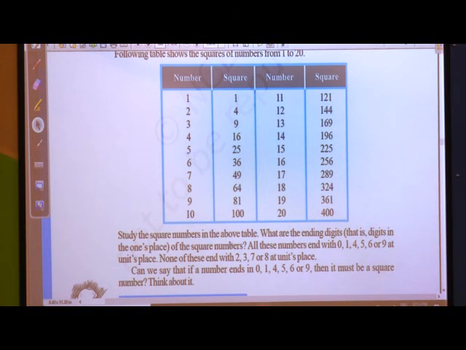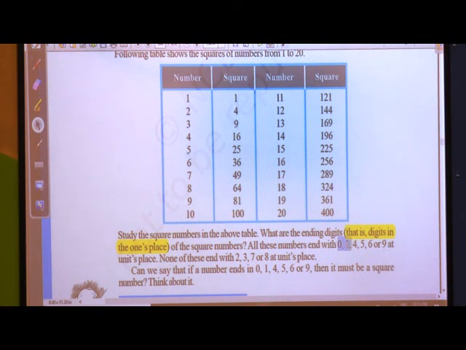That is, digits in the ones place. What is the meaning of ending digits? That is digits in the ones place. These are known as the ending digits of the square numbers. All these numbers end with what they have ended. Just now whatever I have pointed out, the same has been explained here. All these numbers end with 0, 1, 4, 5, 6 or 9 at units place.